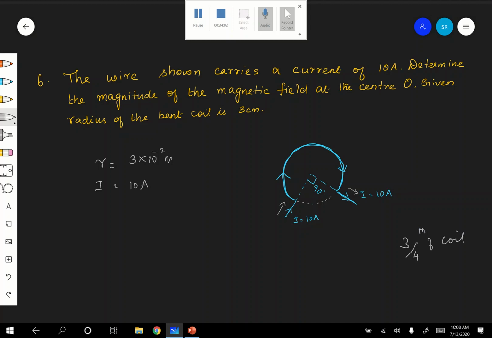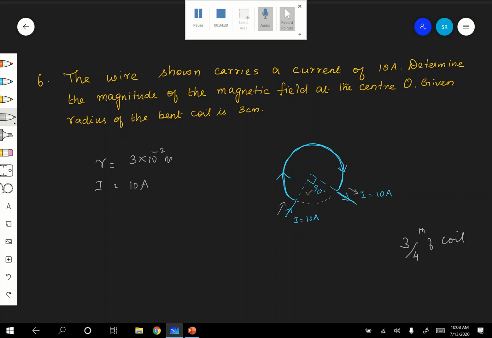3/4 of the full coil is there. Why? Are you following? 90 into 4 is 360. The total is 360, therefore only 3/4 from the angle you have to decide. Depending upon the angle you have to decide. If it is 60, it is 1/6, like that; 30, 60, depending upon that. Here it is 90, therefore only 3/4 of the coil is there.